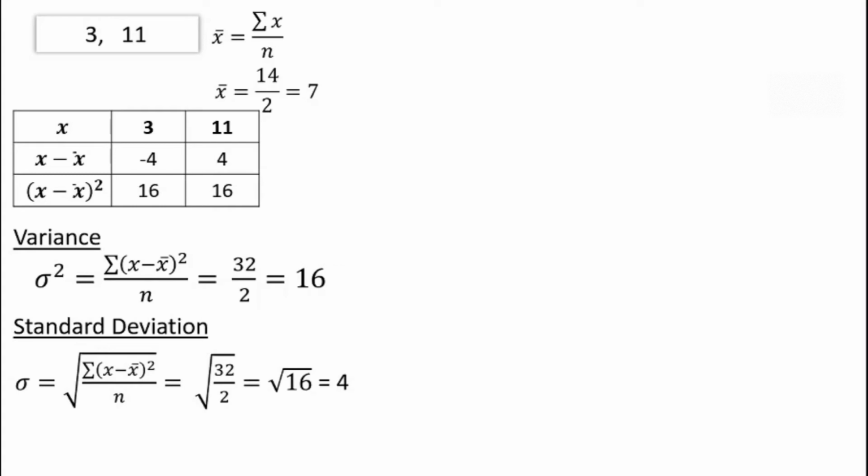If we were to square root, the standard deviation is 4. So 4 is a measure for the average distance of each of those data points from the mean. And it makes sense. We knew that the differences from the mean were +4 and -4. So on average, they are a distance of £4 away from the mean.